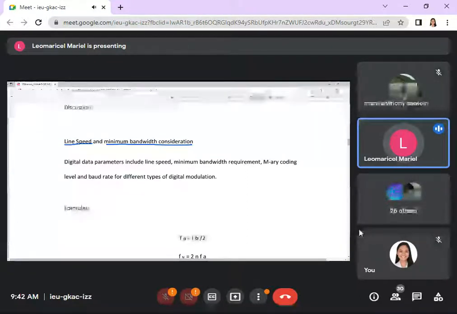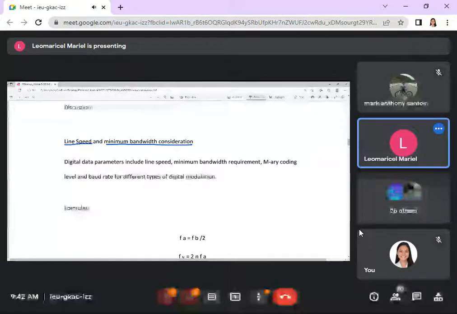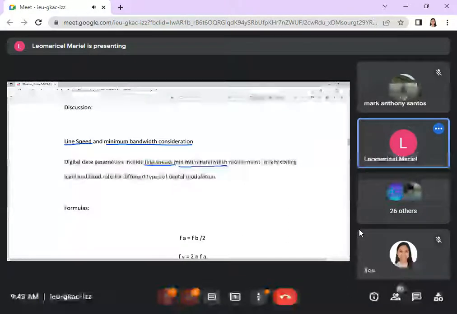And also the minimum bandwidth, as we all know, if you increase your speed of transmission, definitely you need more bandwidth allocation for that. Kasi yung bandwidth ay directly proportional to the speed of transmission. Mas mataas ang speed, mas mataas ang bandwidth requirement doon. So magkapatid yan. The digital data parameters include line speed, minimum bandwidth capacity requirement, the M-ary coding, which is the possible combination, and we have also the baud rate.